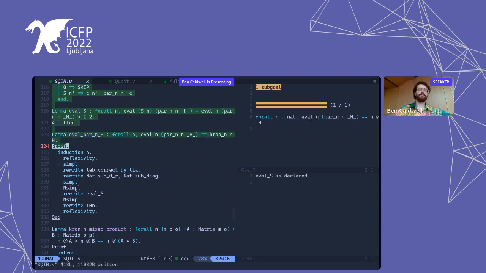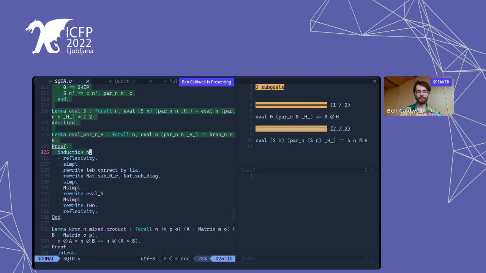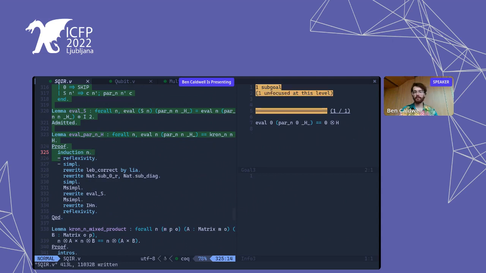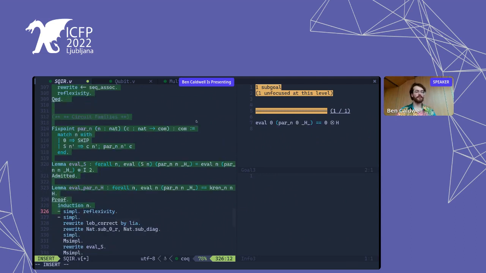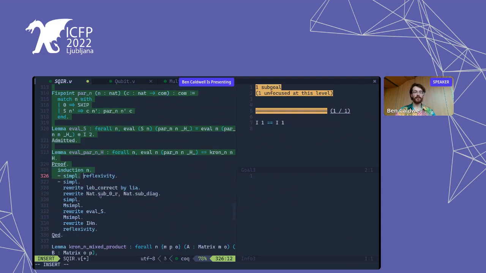Right, so we want to talk about, okay, well, I should be able to say that evaluating this parallelized thing is actually the same as just doing n Kroneckers, right? And so we do this by proceeding by induction, because we now have a family that's built up recursively. The base case is fairly simple because we can just say, okay, well, this eval 0 is going to just become the identity because the par n at 0 is just a skip. So it just becomes the 1-by-1 identity, which is of course equal to itself.